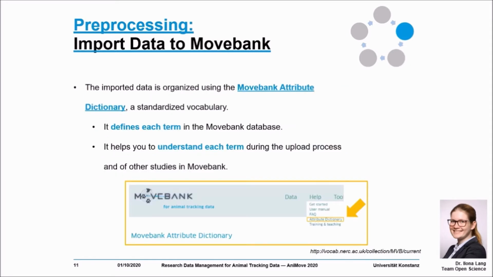When importing data to Movebank, you will have to follow different steps to align it to Movebank's vocabulary. It is called the Movebank Attribute Dictionary, and it includes a set of standardized attributes to describe your data. In this vocabulary, every attribute used in Movebank is stored and defined. This lays the foundation for good data documentation, as every record in the Movebank database is described with the same terms. Aligning your own data to the dictionary will help you understand every term and gives you the ability to understand other datasets in Movebank.